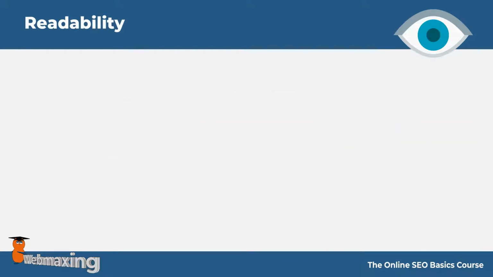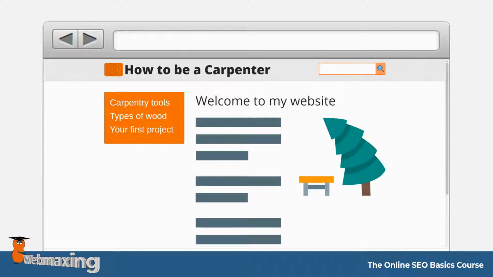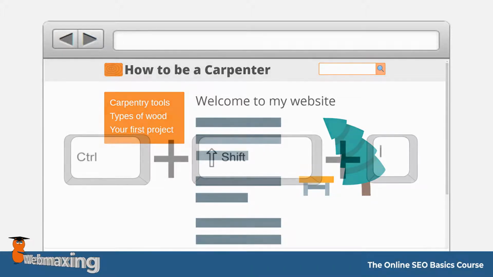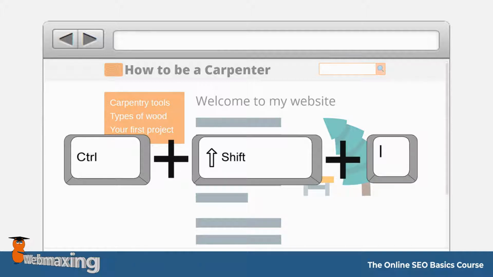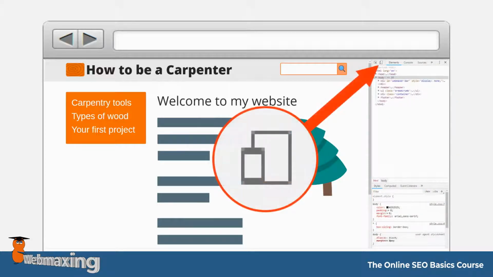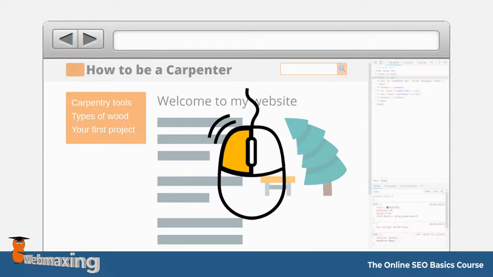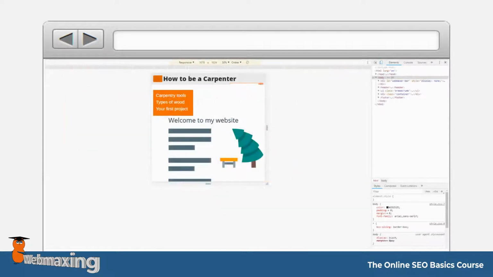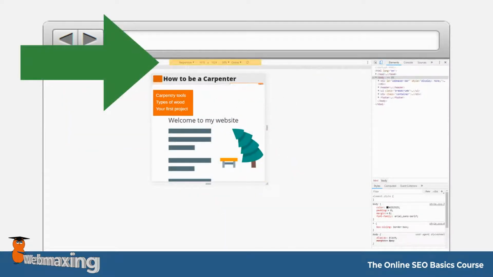Open a page on your website using Google Chrome. We'll use our How to Be a Carpenter website to demonstrate this. In Windows, press Ctrl, Shift and I all at the same time. On a Mac, Command, Opt and I all at the same time. A new window will appear at the bottom or to the right of the screen. Look for the Toggle Device toolbar icon and left-click on it. A small bar will appear just above your website.